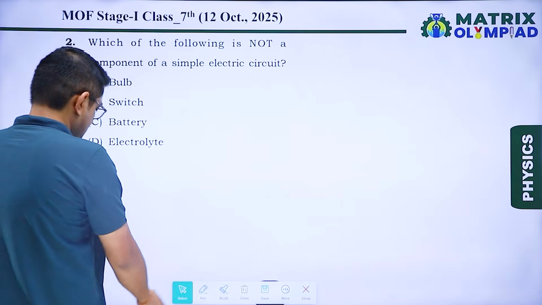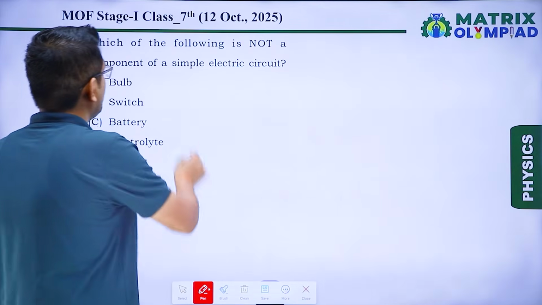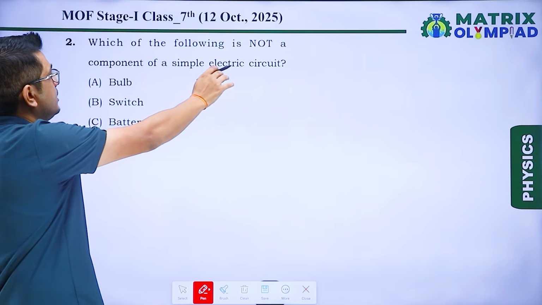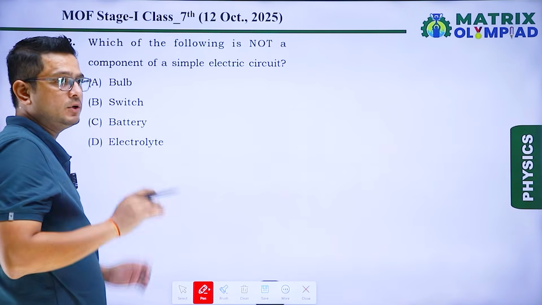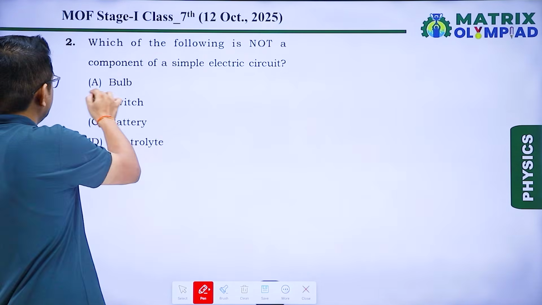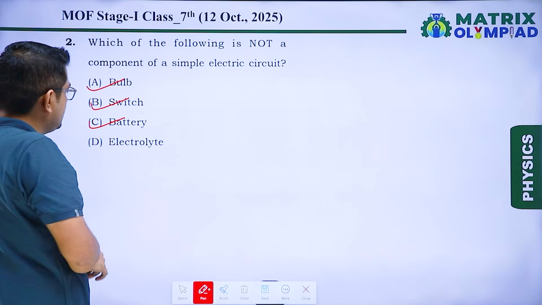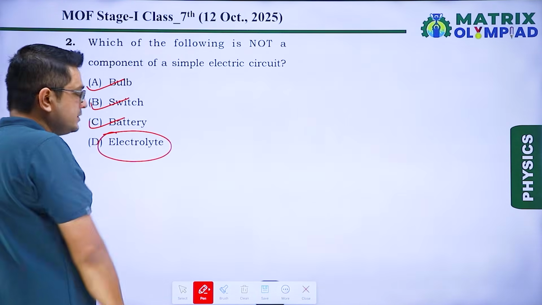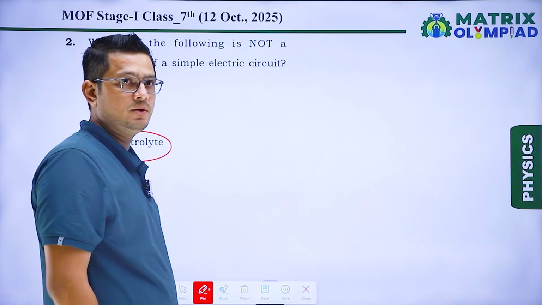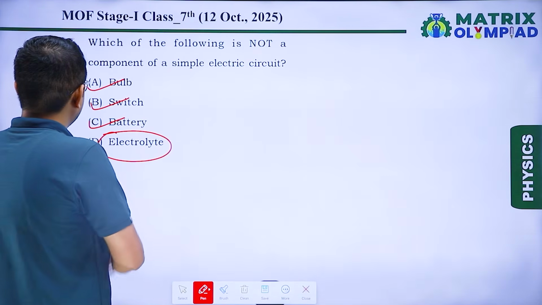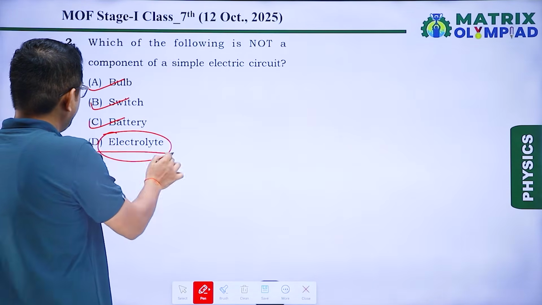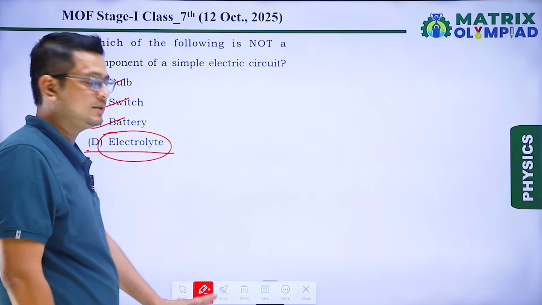Next question. Question number 2, which of the following is not a component of a simple electric circuit? So we know that for a simple electric circuit, bulb is there, switch is there, battery is there, but electrolyte is not a component of a simple electric circuit. Okay, so option D is our correct answer.